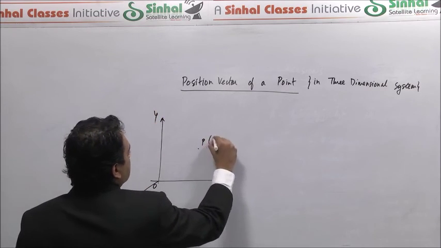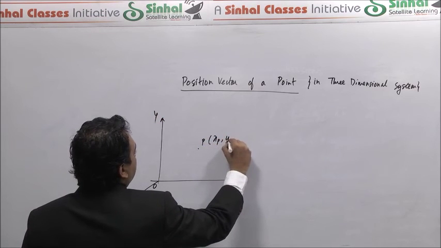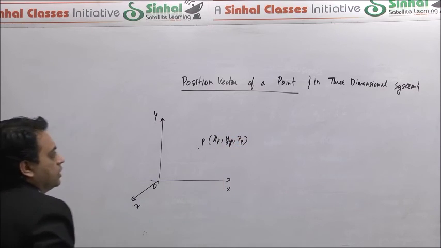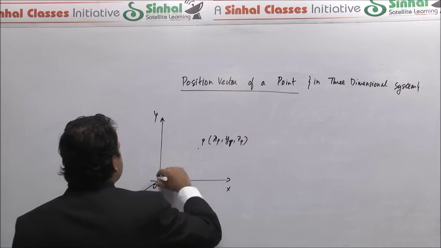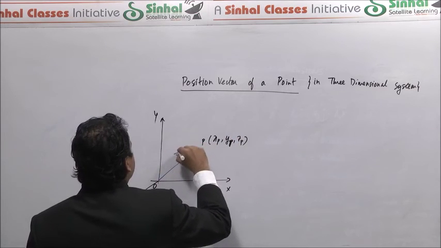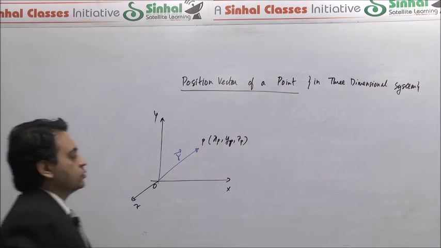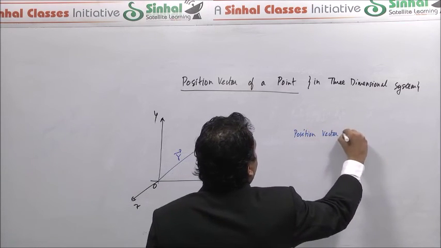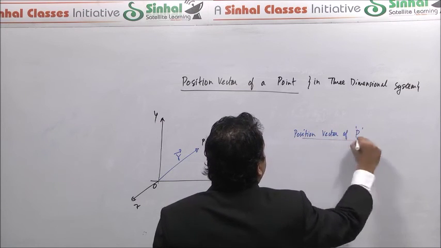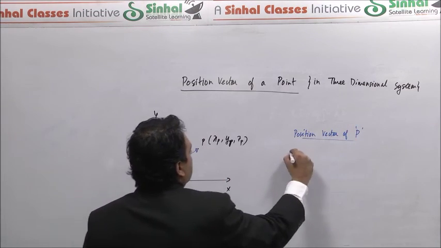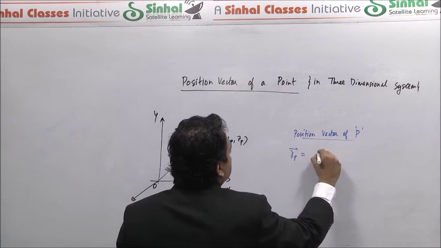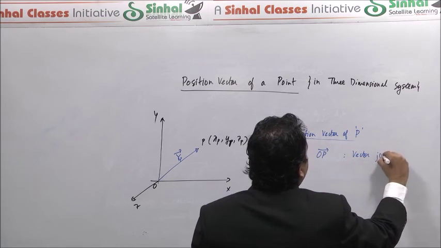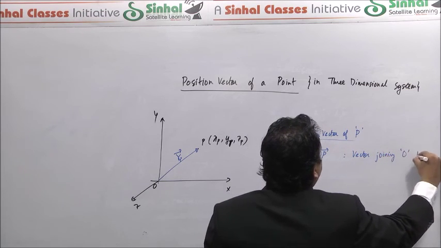So if the point has an x coordinate of xp, a y coordinate of yp, and a z coordinate of zp, then first of all, what we mean by the position vector is the vector joining the origin of our coordinate system with the point. Okay. So the position vector of P, which we can express as Rp, is nothing but the vector OP, that is the vector joining the origin to the point P.